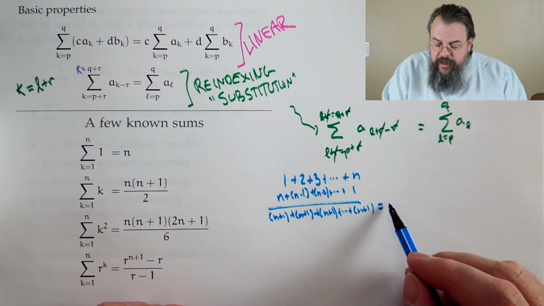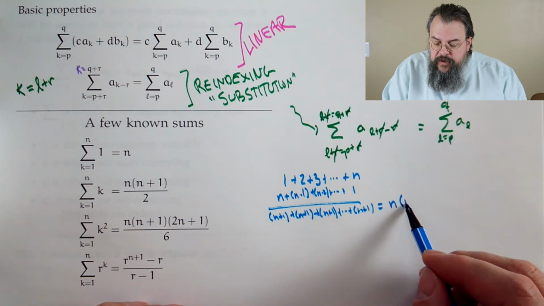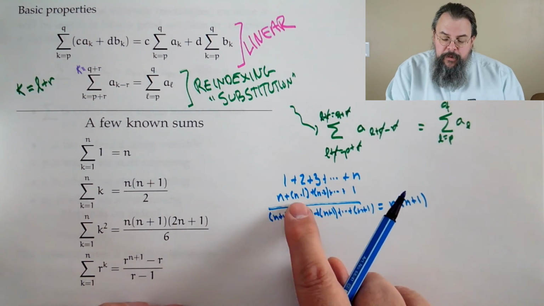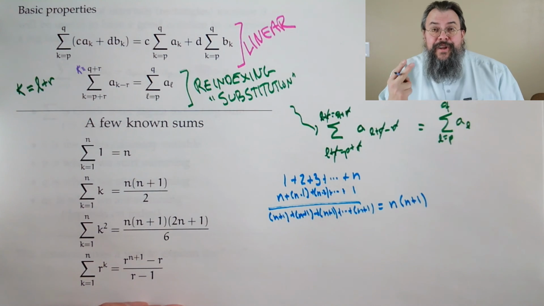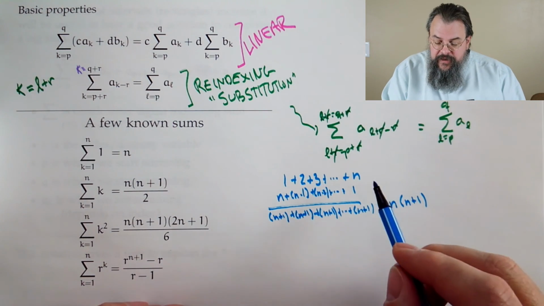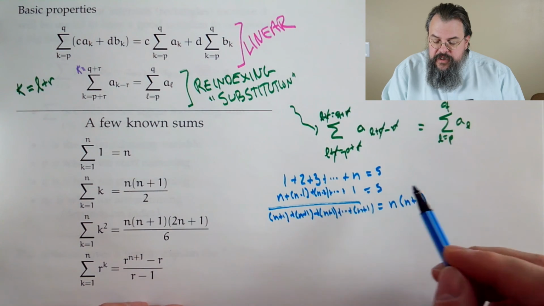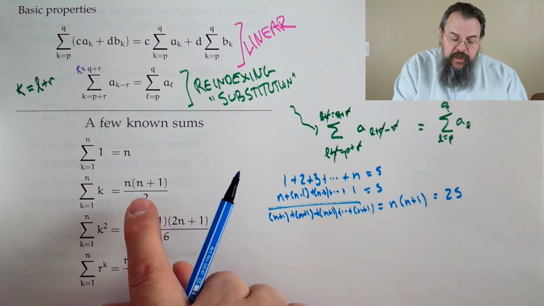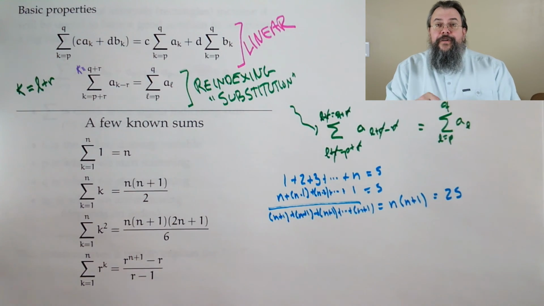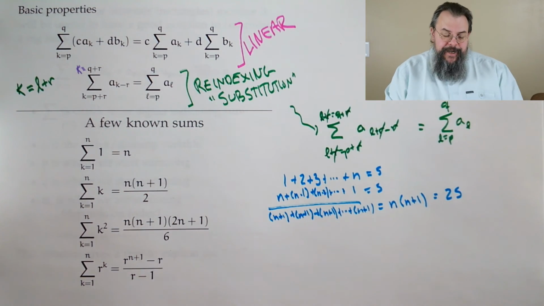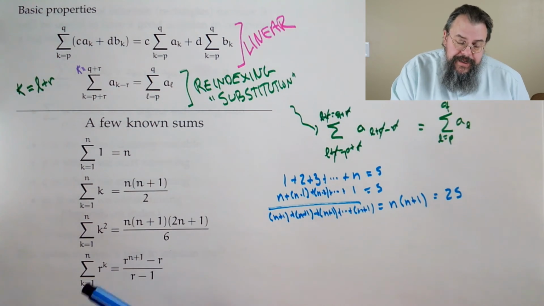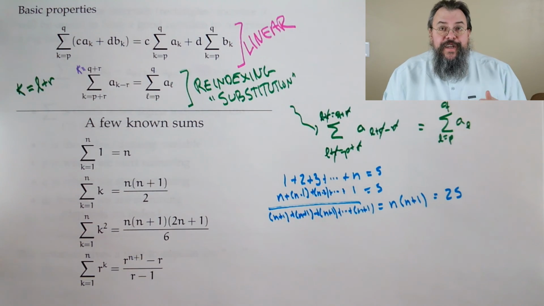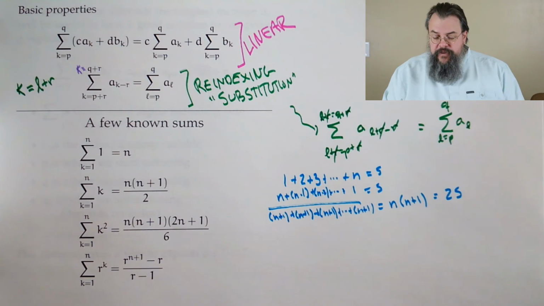So there's n of these, and each one is n plus 1. So that's n times n plus 1. But remember, we added it twice, so it's twice what we want. If we think of these as our individual sums, this is twice the sum we want. And therefore, we get n times n plus 1 over 2. All right. K squared is a little bit more difficult. It can be done, but we'll just accept that that's the formula, and there are ways to prove it.